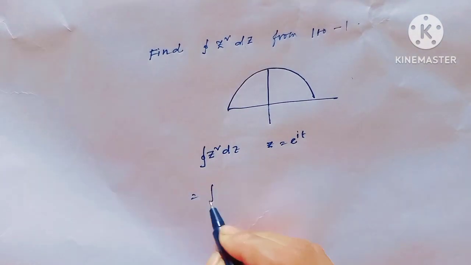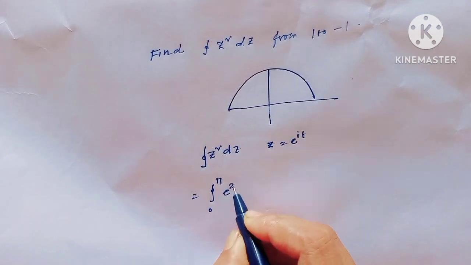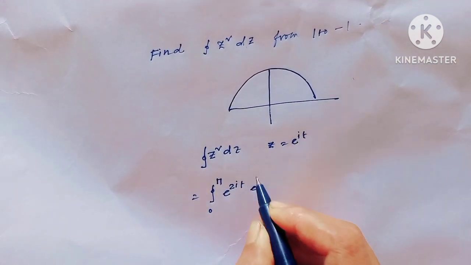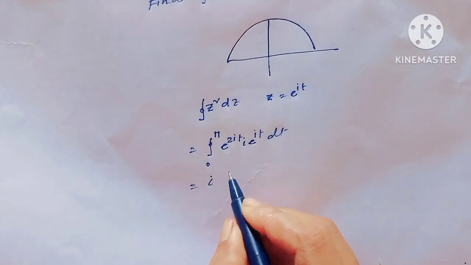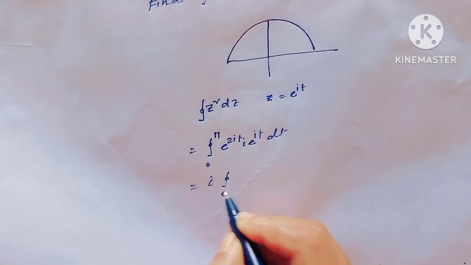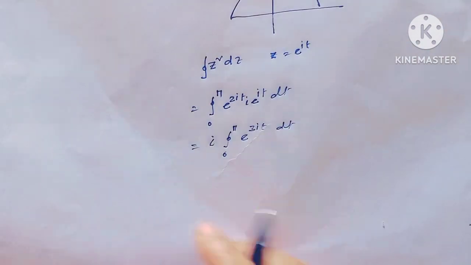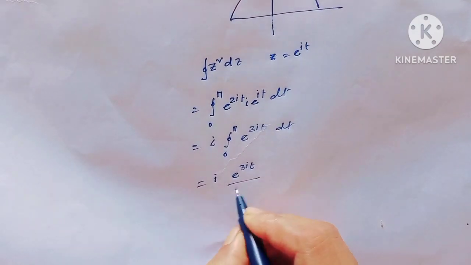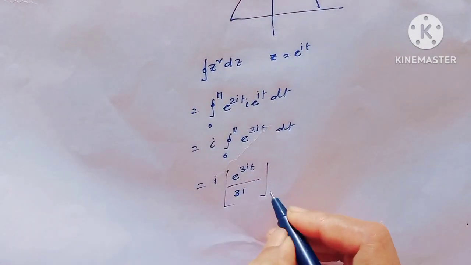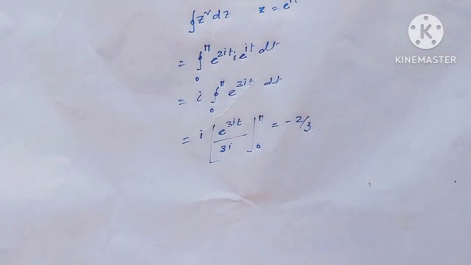Then this value would be the integration from 0 to pi of e to the power 2it times e to the power it, times i e to the power it dt. Taking i outside, this is the integral from 0 to pi of e to the power 3it dt, which is i e to the power 3it over 3i from 0 to pi, and this value is minus 2 over 3. This is the contour integral.